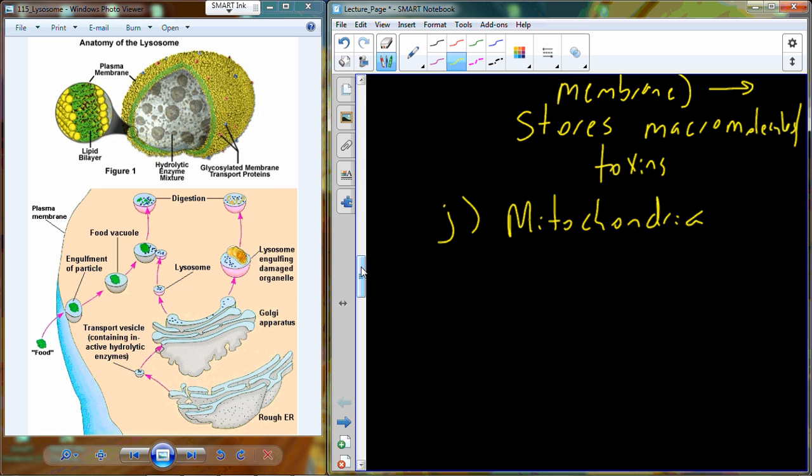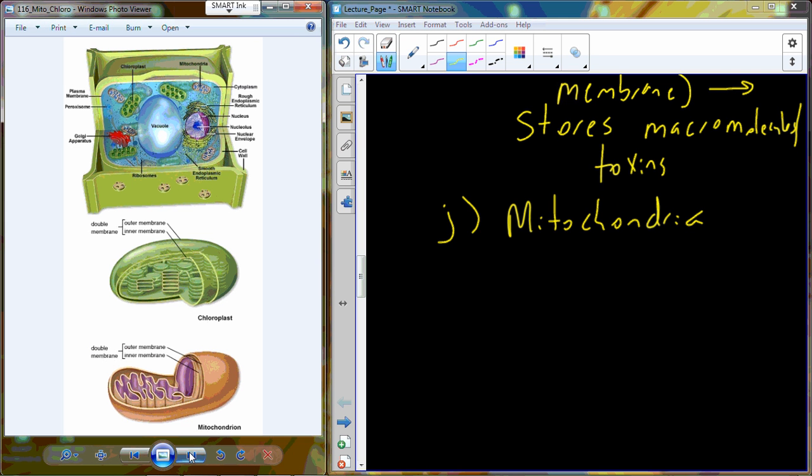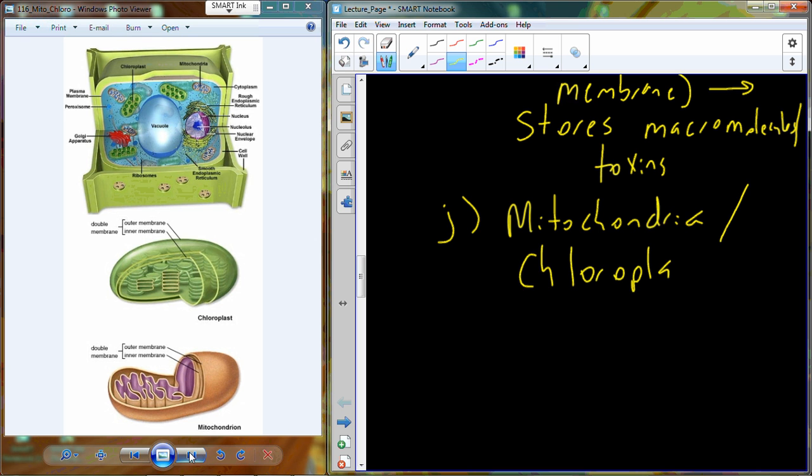The next organelle I want to bring up is called the mitochondria. And I also want to introduce you to, at the same time, a plant-specific organelle called the chloroplast. And the reason that I'm bringing these two things up together is because they collectively make up the energy production organelles within eukaryotic organisms and cells. So chloroplast, again, is going to be primarily plant-specific. Mitochondria also are found in plants, but they're found in mammals like humans as well.